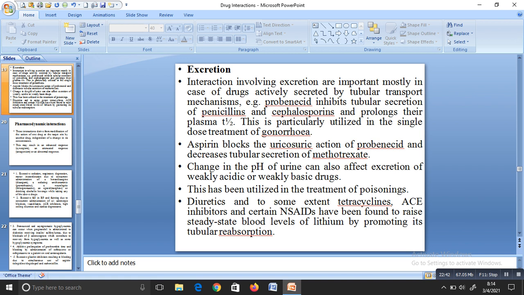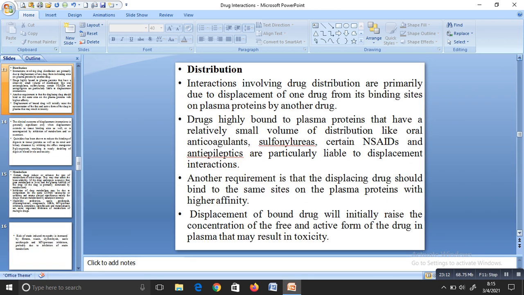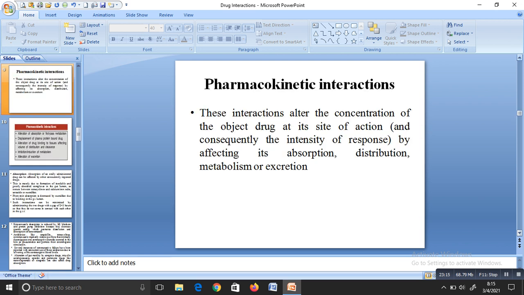So these are the various things, and under each heading you try to understand what it is and try to write some 3 or 4 points. The question will be: write about pharmacokinetic drug interaction. If you are asked to write about pharmacokinetic drug interaction, what will happen? It will be altering the concentration of the drug at the site of action by affecting absorption, distribution, metabolism or elimination.